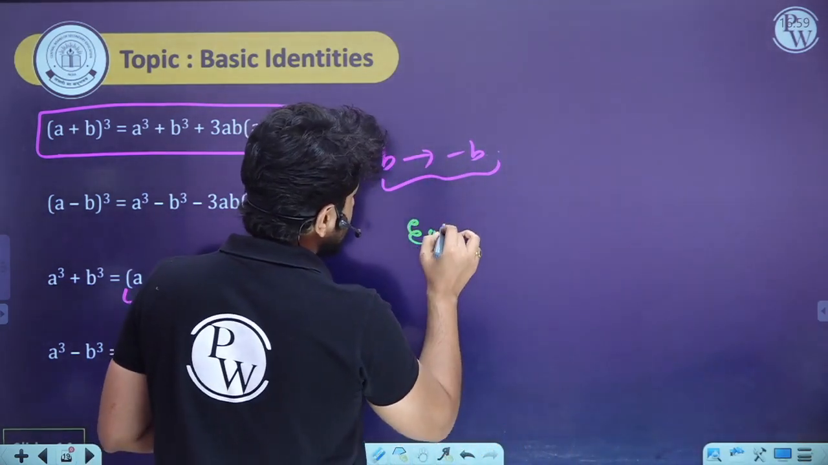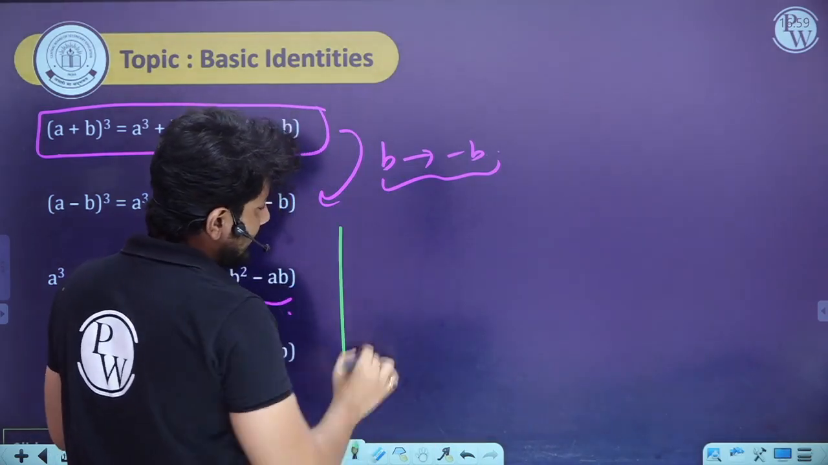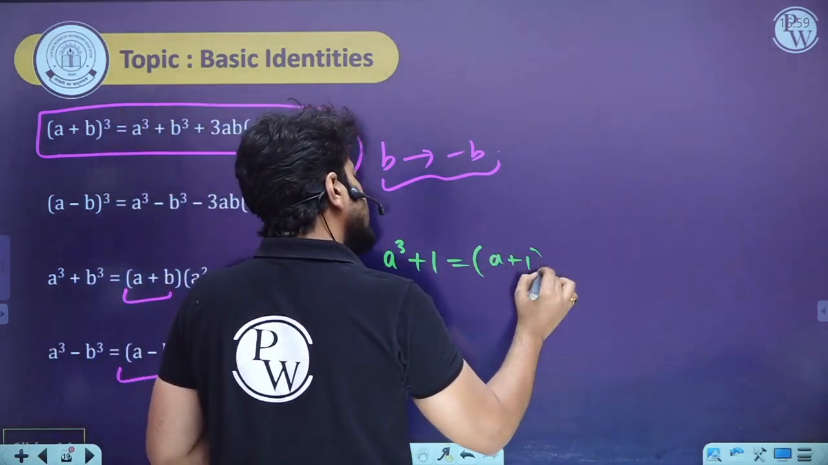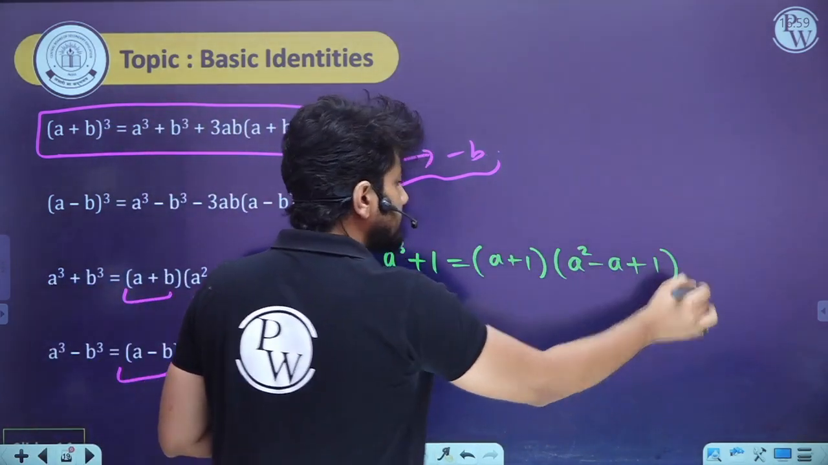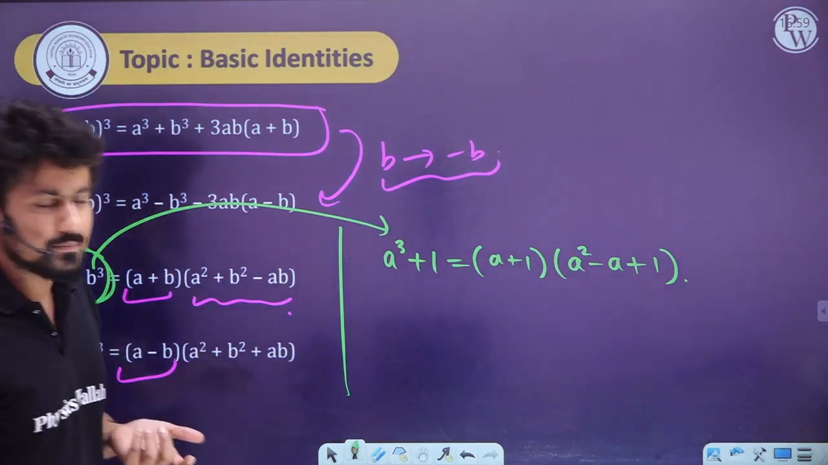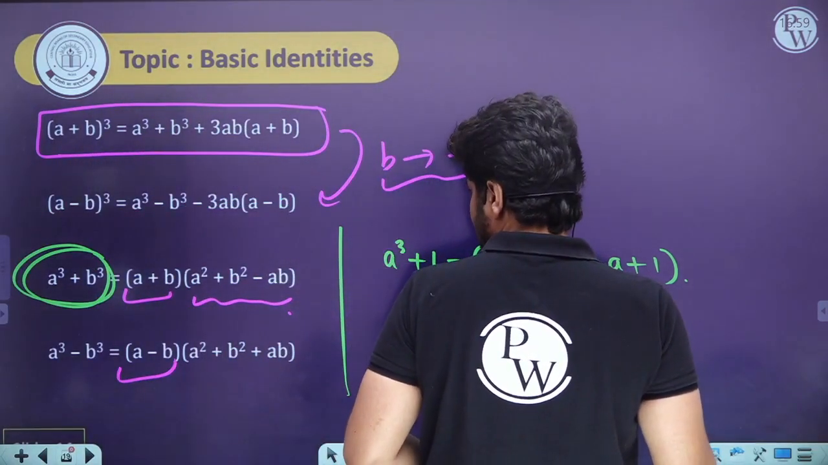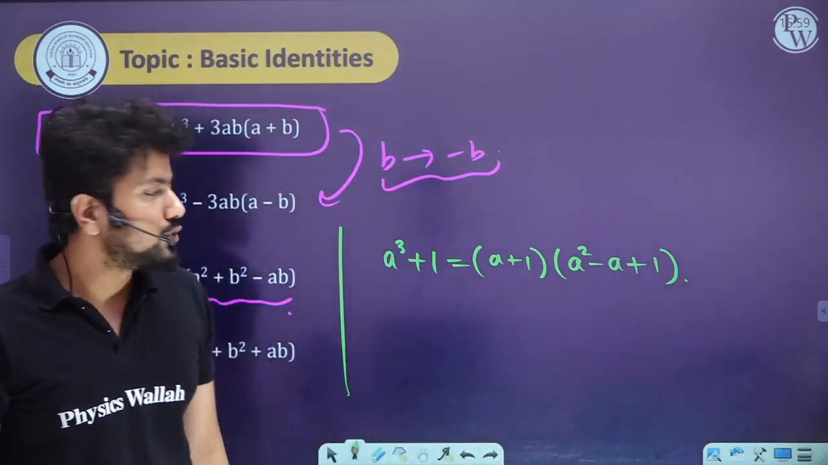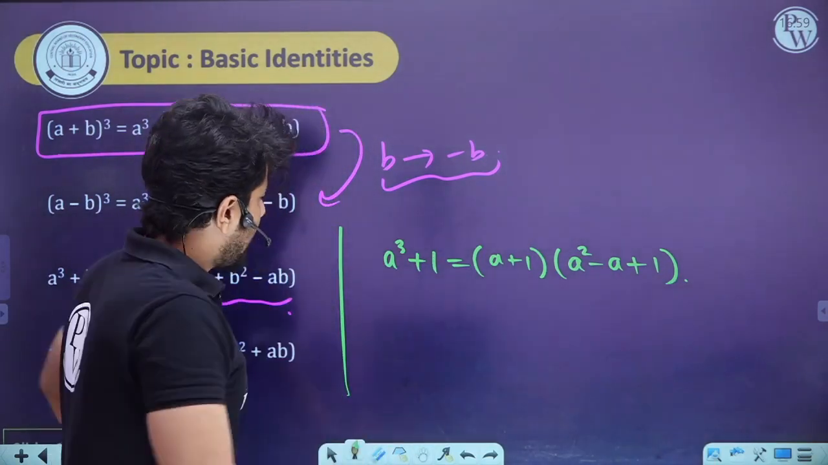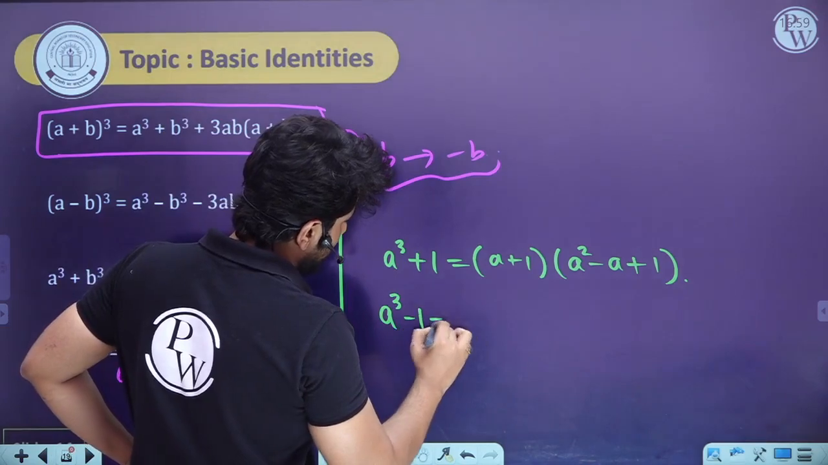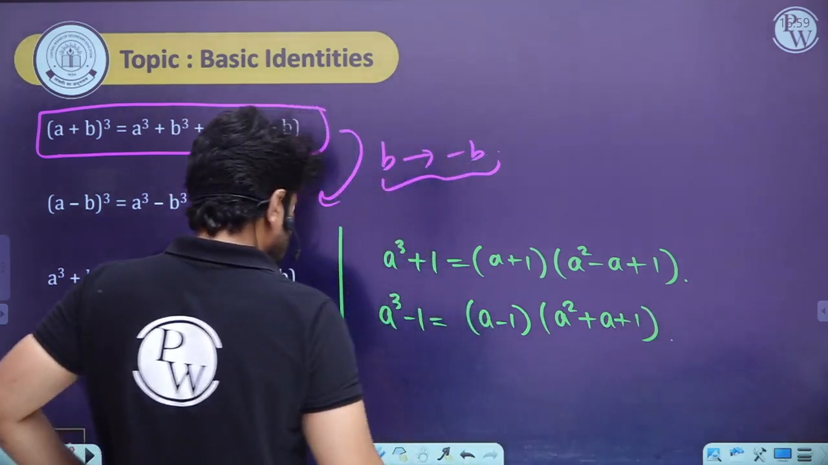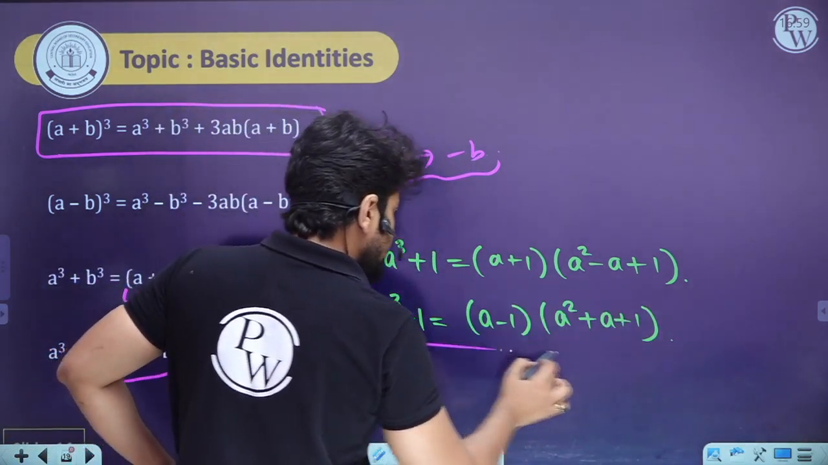Important thing. I hope you also know these identities, like a cube plus 1. A cube plus 1, one of the factors will be a plus 1, another factor a square minus a plus 1. Basically this is same as a cube plus b cube, here the value of b is 1. That's it. So this is also a very, very important identity. We should be able to factorize this. A cube plus 1, its factors are a plus 1 into a square minus a plus 1. And for a cube minus 1, one of the factors is a minus 1, another factor a square plus a plus 1. So I hope all of you remember these factorizations.